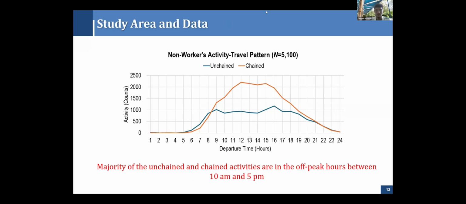On the contrary, non-workers carry out the majority of the unchained and chained activities in the off-peak hours between 10 a.m. and 5 p.m. And there is no peak intensity for unchained activities within this time period, but for chained activities, we see a pronounced peak between 11 a.m. and 4 p.m.